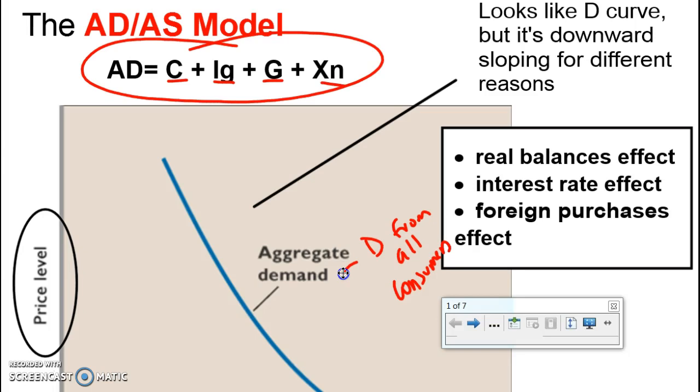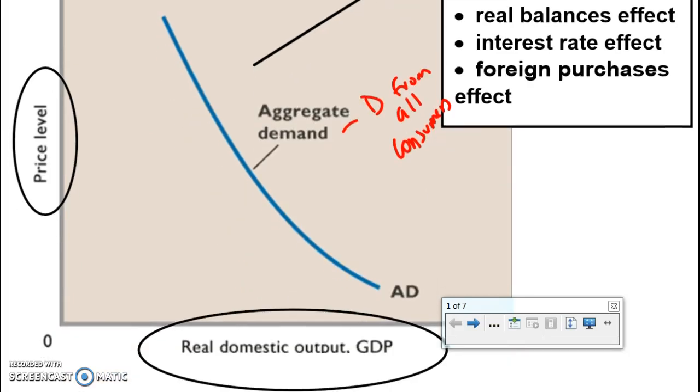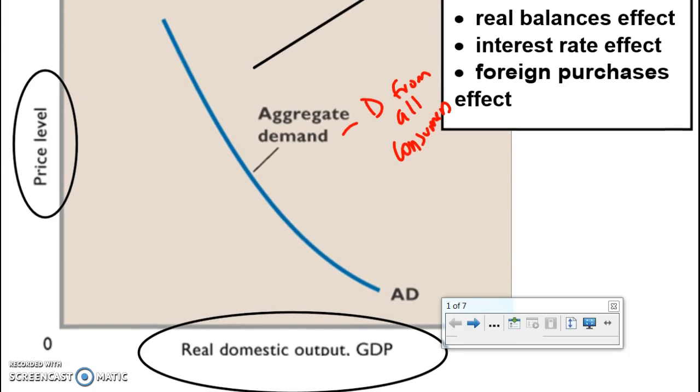When you graph aggregate demand, you are going to have on the y-axis price level, rather than price. Price level represents an index number, and it's going to be abbreviated PL. It can't be price because price would imply the price of just one good, and here we're talking about the prices of all goods and services, so it's a number that represents the comparative level of all goods and services.